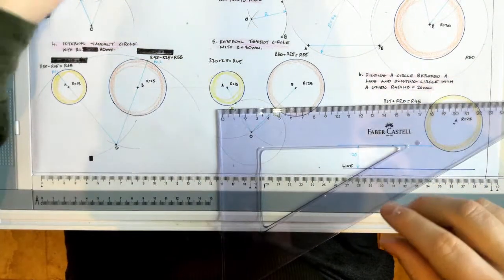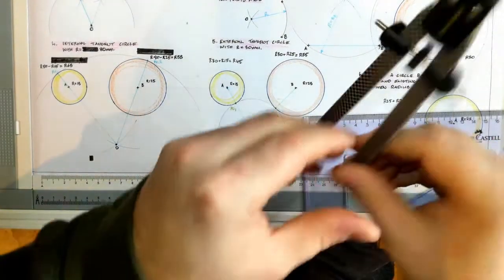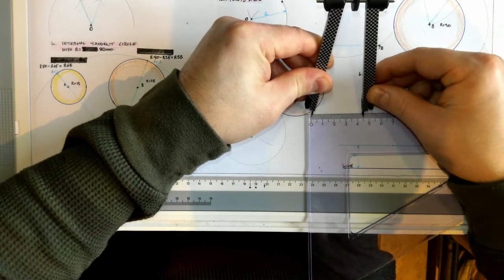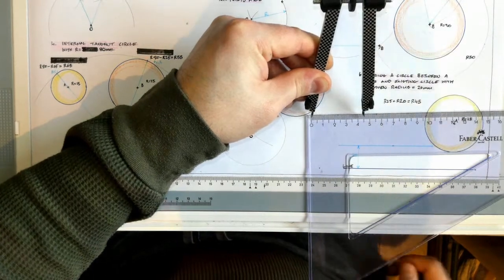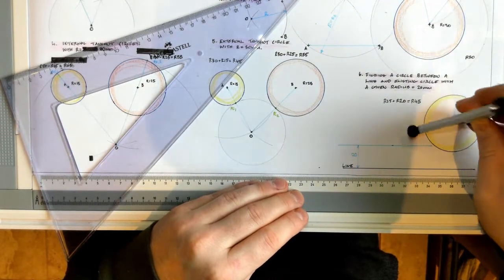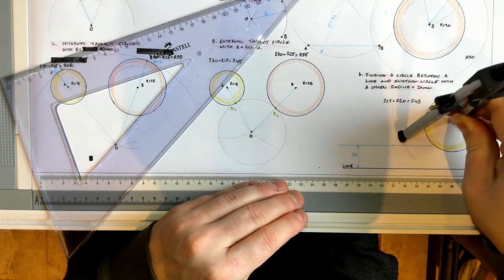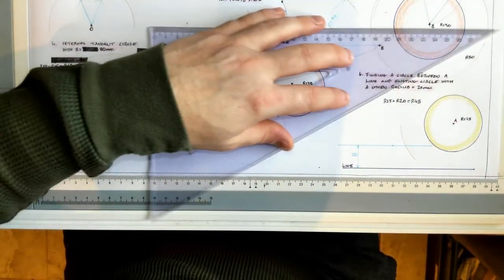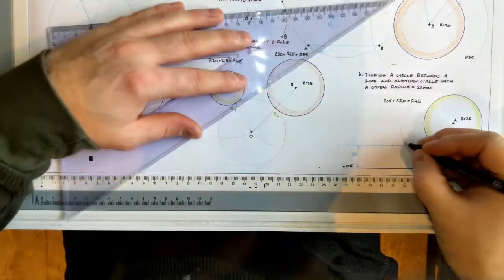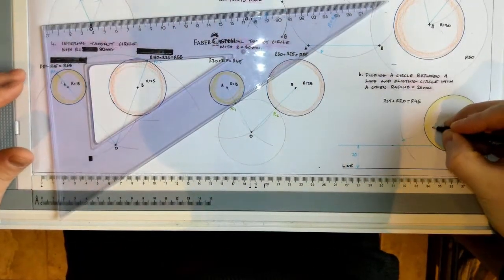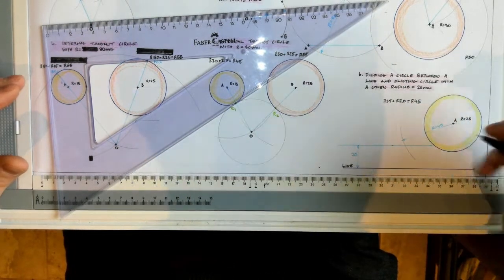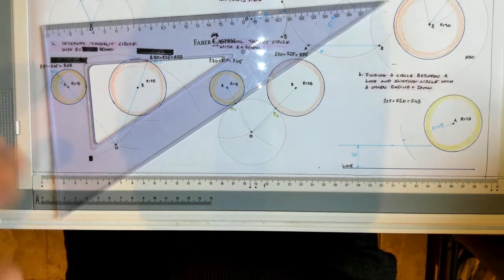So I now get my compass, put the point of it on O, measure out to 45 millimeters, go to point A and swing radius 45, like so. And again, I'll put in another little line here just to indicate the length of that radius. Like so, R equals 45. And when you're looking back, you'll be able to link it in there as to where it came from.